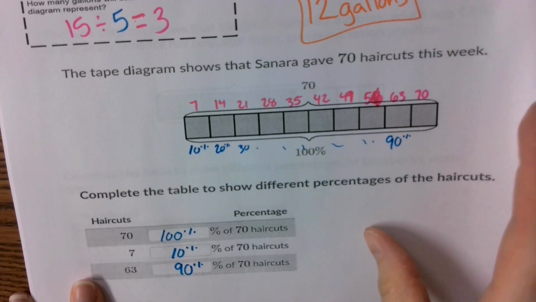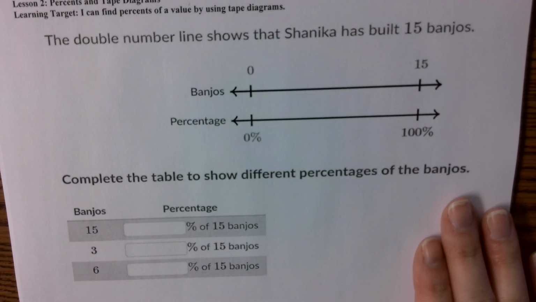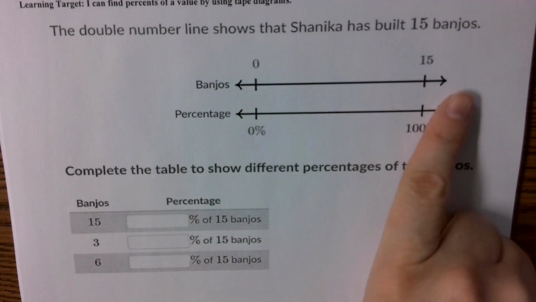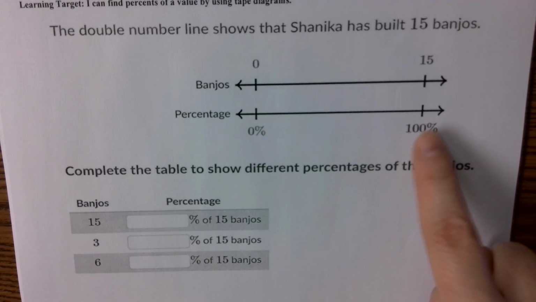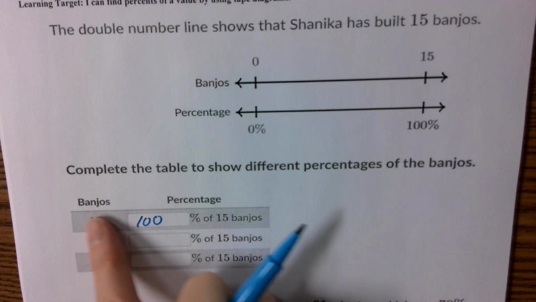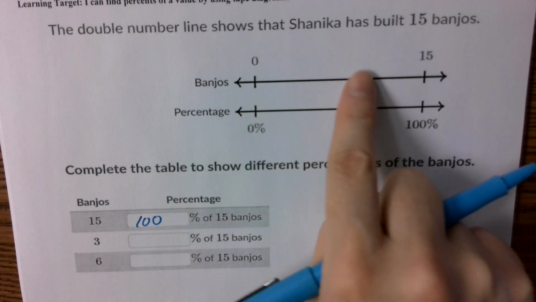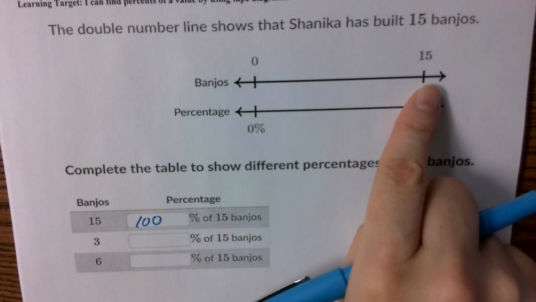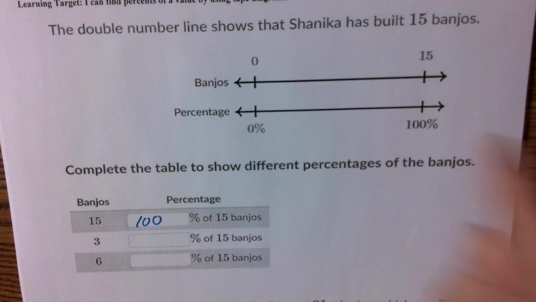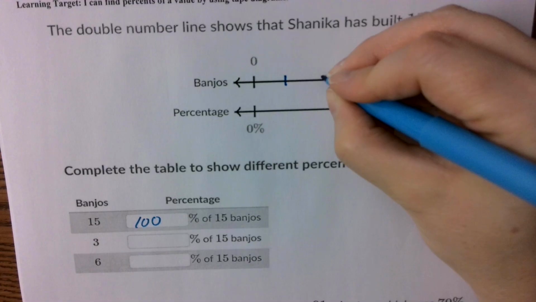All right? Taking a look at the back. You got banjos. 15 banjos is considered to be what percentage? 100%. So now I want to know, what is 3 banjos going to be and what is 6 banjos going to be? So based off of what we're doing here, how many sections do you think we should divide 15 up into? If we're wanting to look at 3 and then at 6, we should divide it into how many sections? 5, right? We divide it into 5 sections.